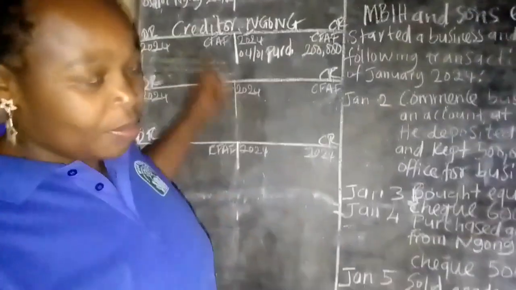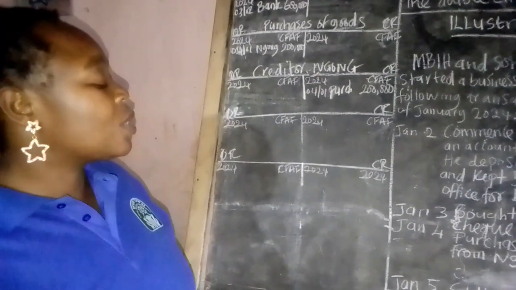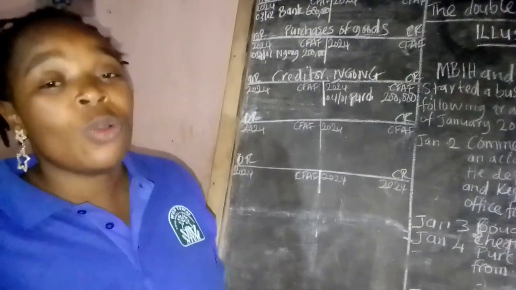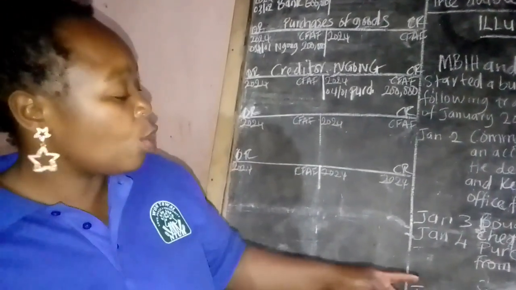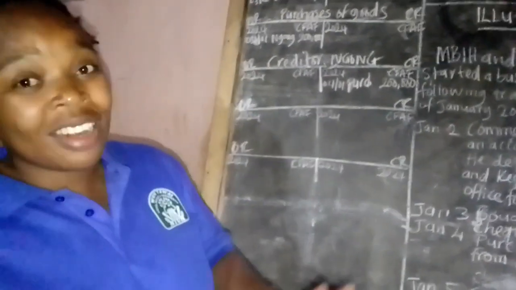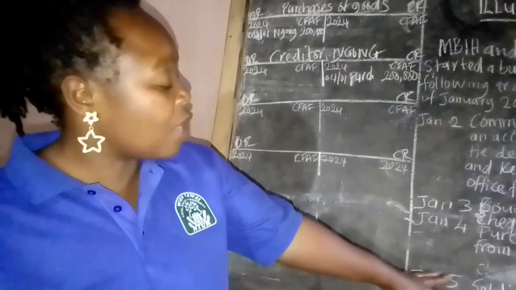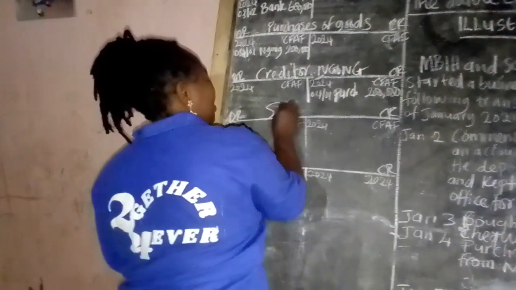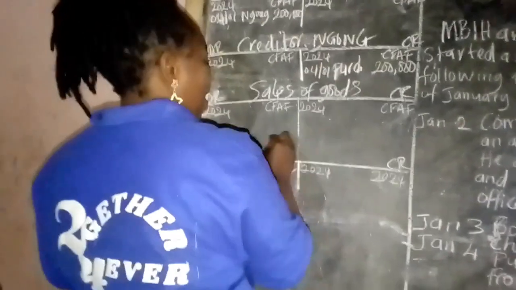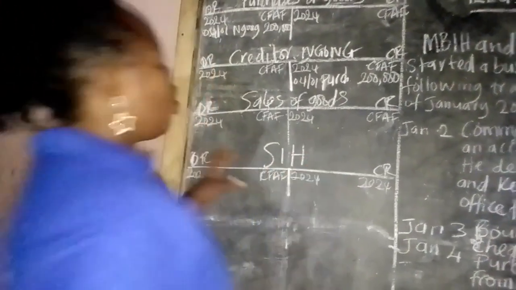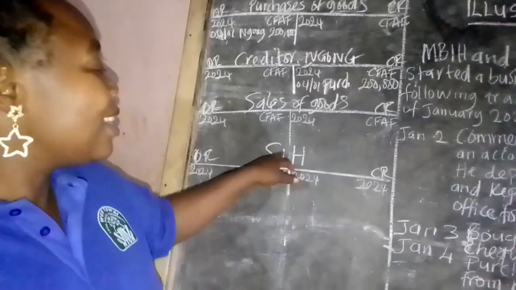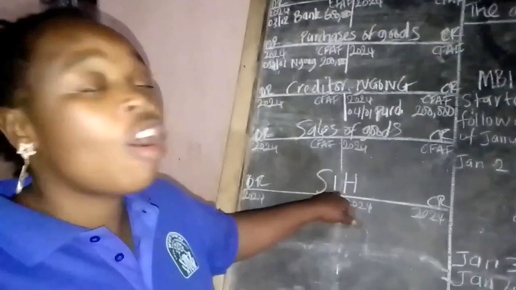Then the last transaction is sold goods on credit to C, 400,000 CFA francs. So the first thing to do is to identify the account concerned. You will see here that we have sales of goods and the customer. But here we will not create a general account for the customer. We are going to create an account for C. Now we have here sales of goods, and we have C. You can equally put here debtor C or customer C, so that you'll be able to know that this C here is a customer.